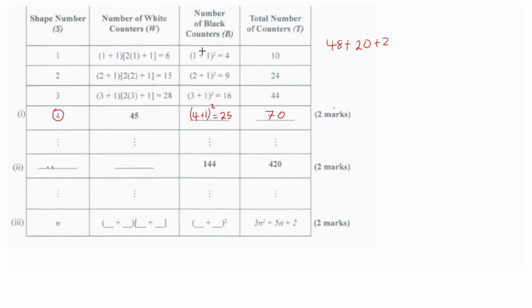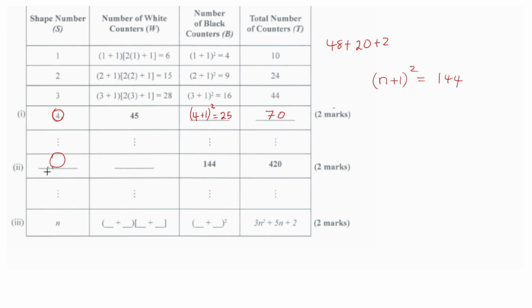Now, from the column where we have the black counters, we can see this is n plus 1 all squared. So it means that n plus 1 all squared should equal 144. So we can use that to find the value here, which is the position of the shape. So what we're going to write then is n plus 1 all squared equals 144.